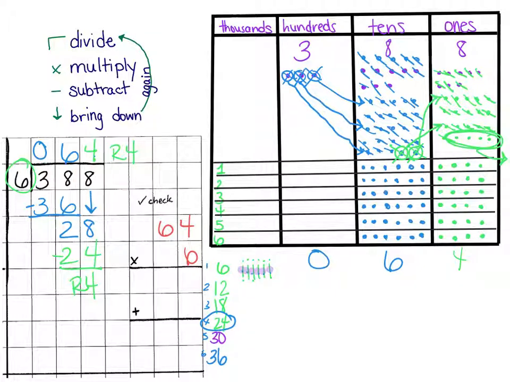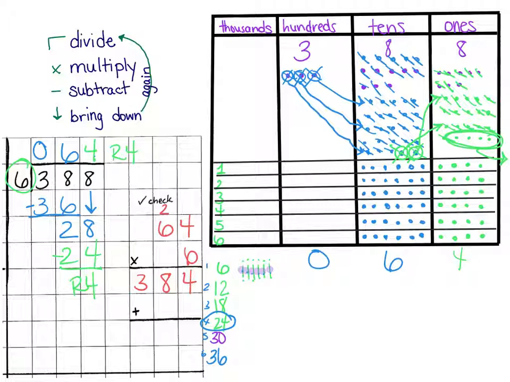Now, 4 times 6 is 1, 2, 3, 4. 24. And 6 times 6 is 1, 2, 3, 4, 5, 6. 36. Plus we need to add this too. 37, 38.